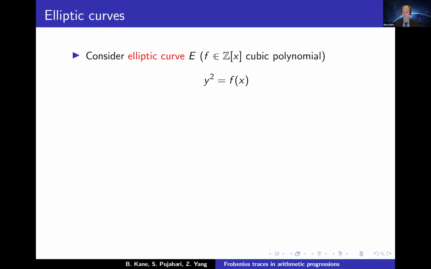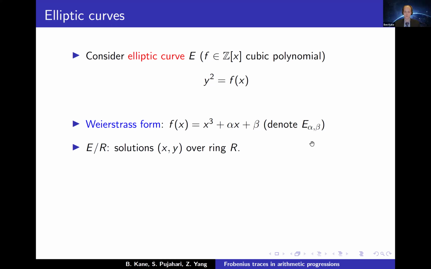I'm just going to think of an elliptic curve in a really naive way. An elliptic curve is basically just this kind of equation, y squared equals f of x, where maybe f is a cubic polynomial with integer coefficients usually. This can be put into Weierstrass form, where f of x is always in this shape, x cubed plus alpha x plus beta, and we'll denote that by E sub alpha beta.